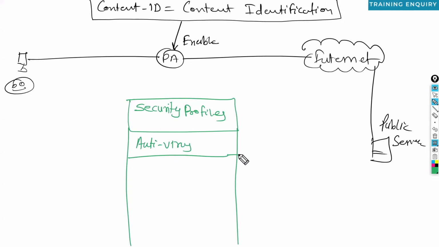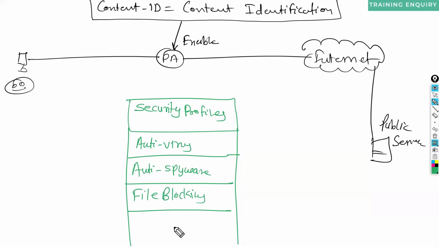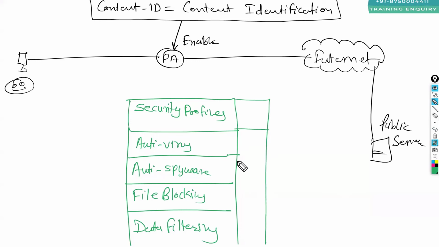In security profiles, we have here like antivirus, we have here anti-spyware, we have here file blocking, and we have here data filtering. So we just need to enable them. Action: enable, enable, enable, enable.